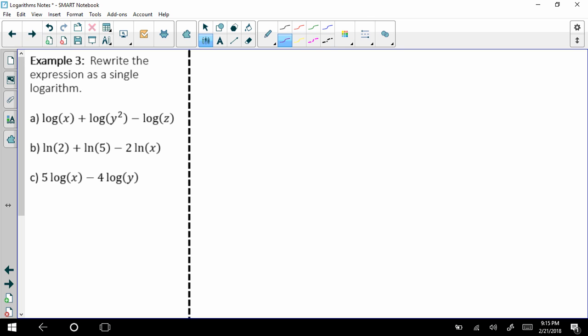Okay, so now we're going to practice that same thing where it's all expanded, but then we're going to rewrite it as a single logarithm. So that means they want us to condense it. So we'll do part A together, and then I'll have you try part B and C, and then you can unpause it to check. Okay, so example 3. So part A, rewrite this quickly here.